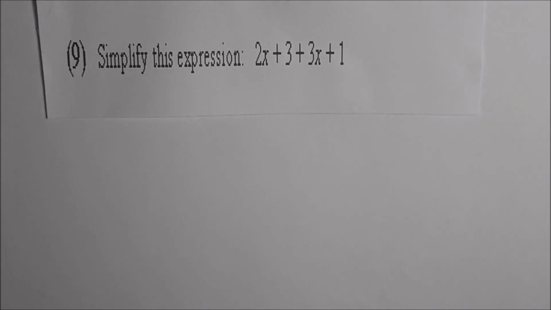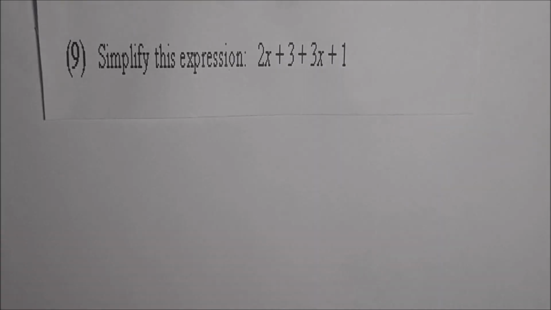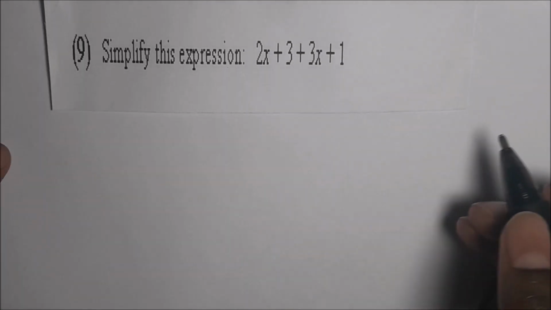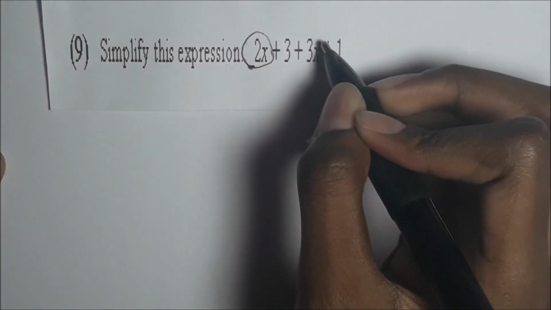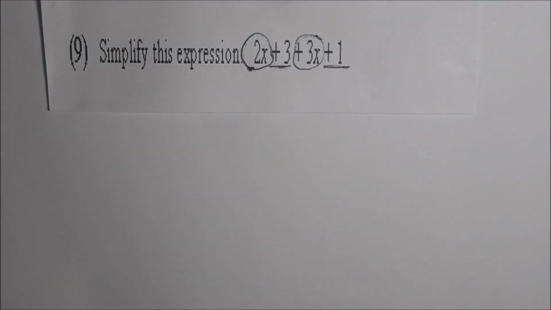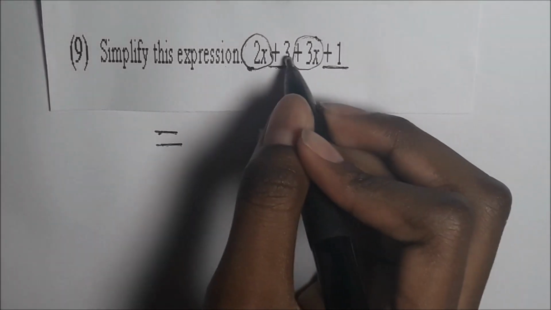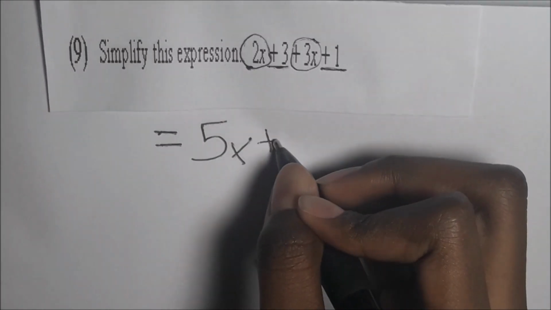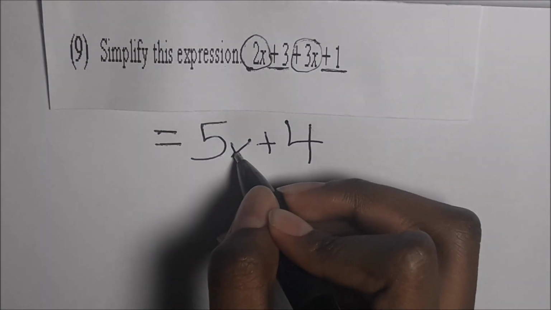Number 9, Rafaela, go ahead. Simplify this expression. 2x plus 3 plus 3x plus 1. Okay, what do you have to do? Circle the x's, circle the x's, circle the x's, and underline the numbers. Circle the x's, underline the numbers with the signs. Go ahead. Equal under it. 2x plus 3x is 5x plus 3 plus 1 is 4. That's it. 5x plus 4.